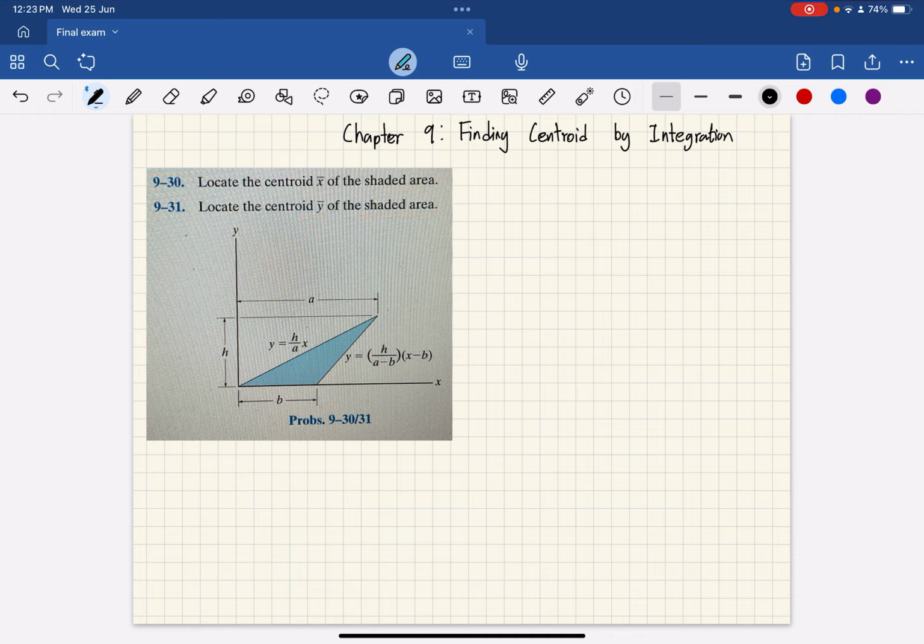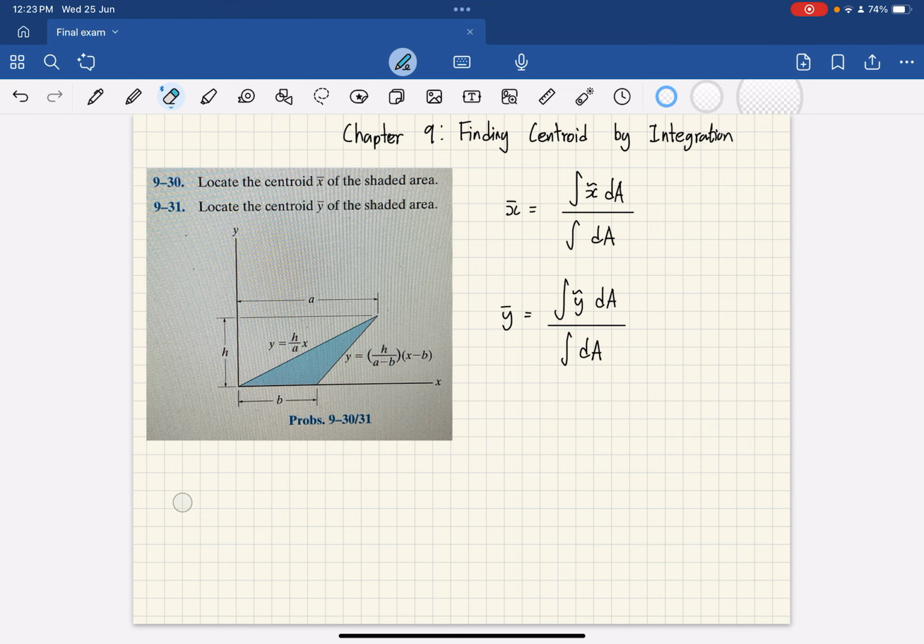If you guys can recall, to find the centroid, for x bar the formula is the integral of x tilde dA over the integral of dA, and for y bar it is the integral of y tilde dA over the integral of dA. So this is the formula for the centroid, and now we can choose any element that we want.